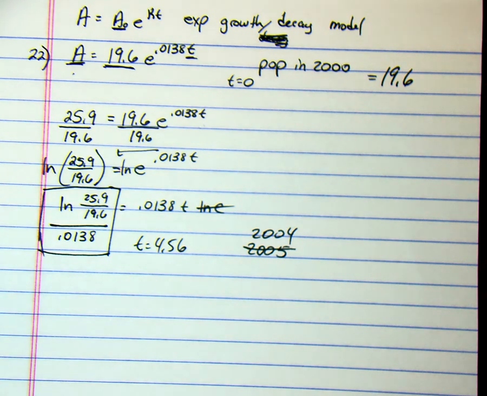Okay, somebody's gonna help me. Where did I go wrong? Did I copy the problem down wrong? 0.0138, that's right. 19.6, that is right. When's the population going to be 25.9? That part's right. So did I type something into my calculator wrong?